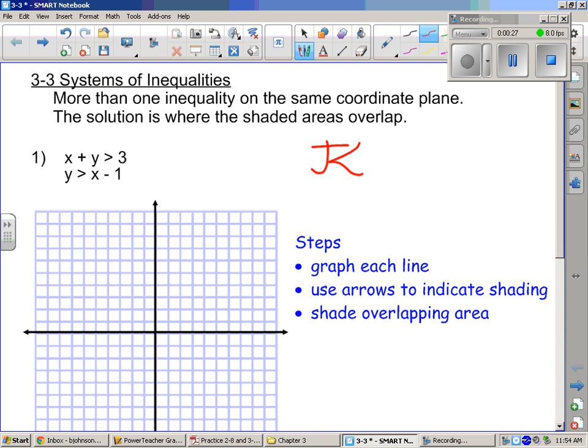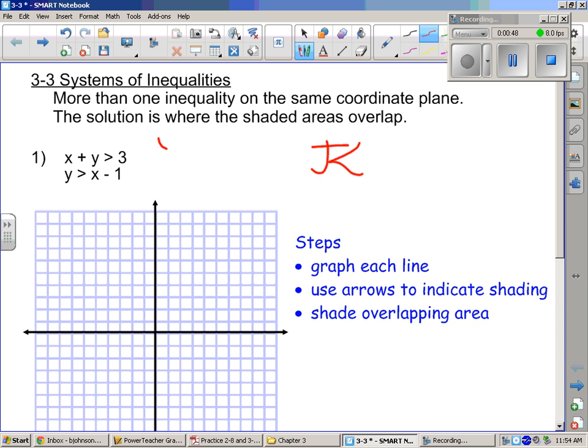All right, today we have for you systems of inequalities. Systems, remember, is used when you have more than one equation. And this time we're doing inequalities. So, we're shading again, and we're finding the overlaps. Let's try these two that we have right in front of us.